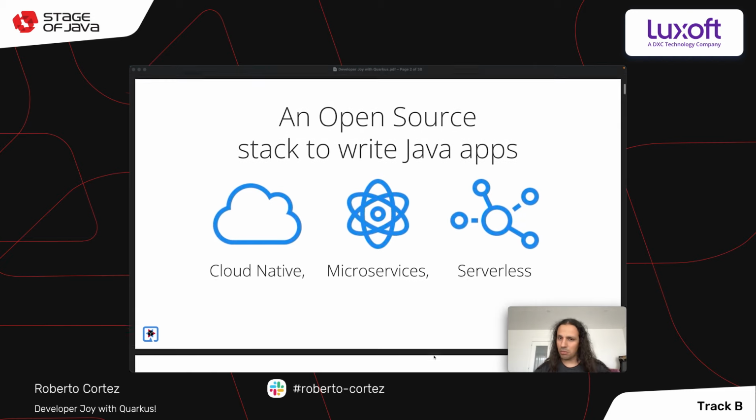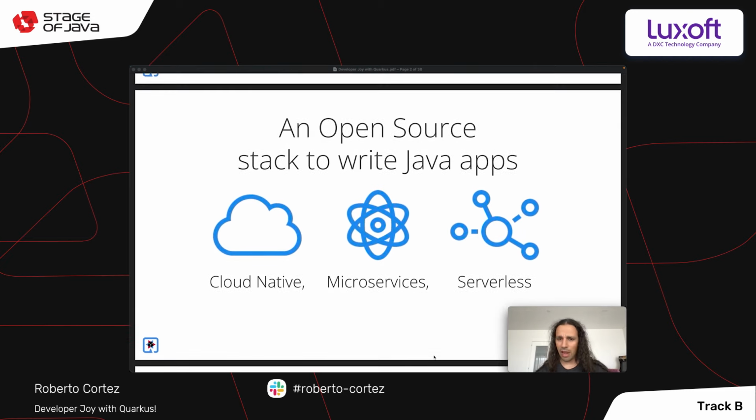Quarkus is actually an open source stack that is tailored to write any kind of Java applications. When Quarkus started, the main goal was to be able to run things as cloud native, microservices, of course, and target also applications that should be serverless.